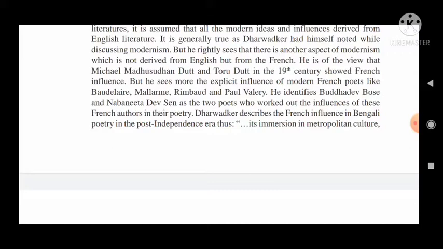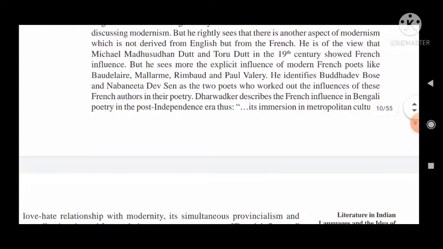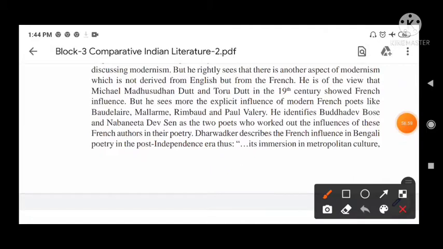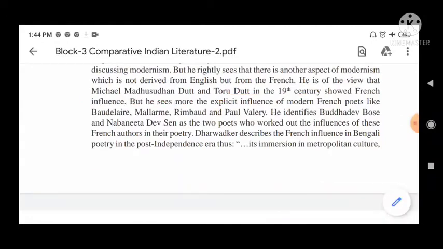He is of the view that Michael Madhusudan Dutt and Toru Dutt in the 19th century showed French influence. Here is a main key point. You can jot down that Michael Madhusudan Dutt and Toru Dutt in the 19th century showed French influence, which was found by Vinay Dharwadekar.